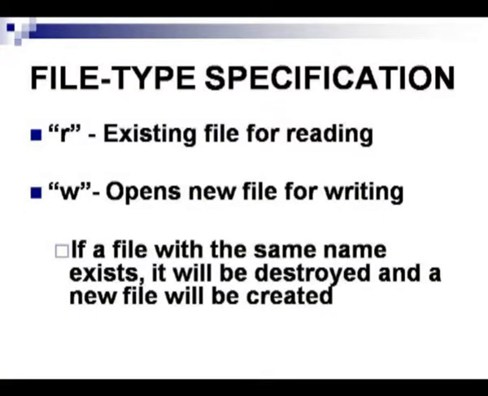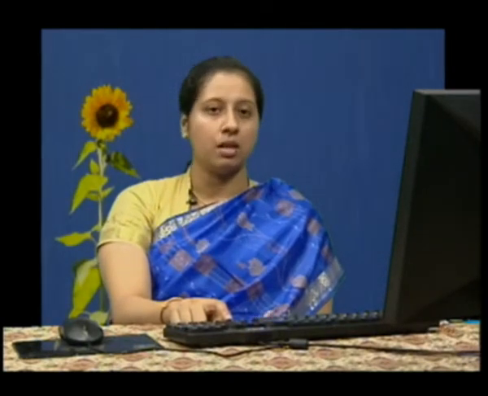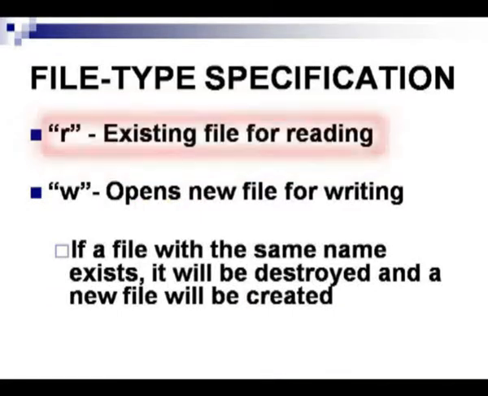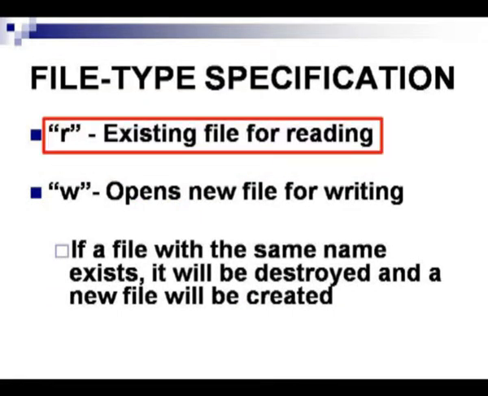File type specification. So as I mentioned, there are 6 different ways in which the file is utilized. So now we will see each of them. R: when you give R as a file type, it indicates that it's opening an already existing file.